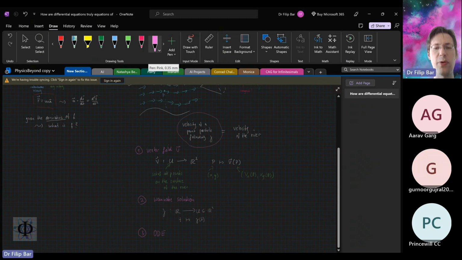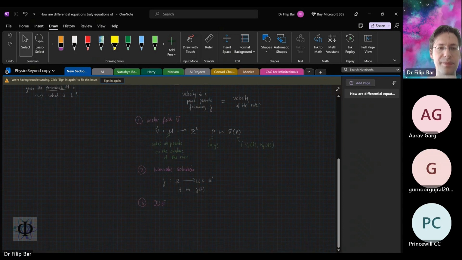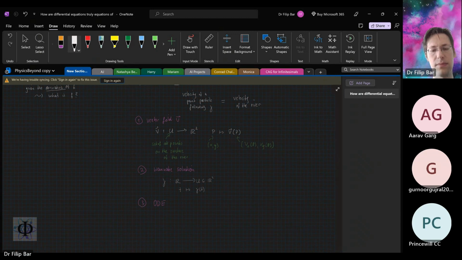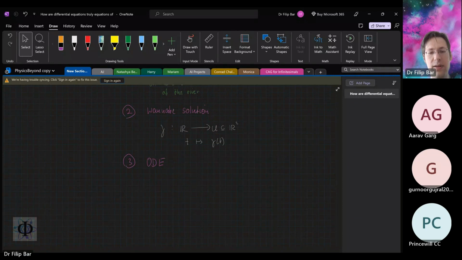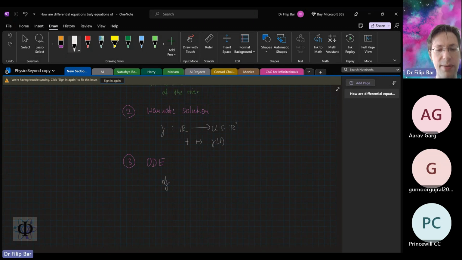So velocity of a point particle following gamma. What do I need to write down? How do I find the velocity of a point particle that follows gamma? It is ds over dt. So here I'm using gamma, right? I would be writing d gamma over dt at t.